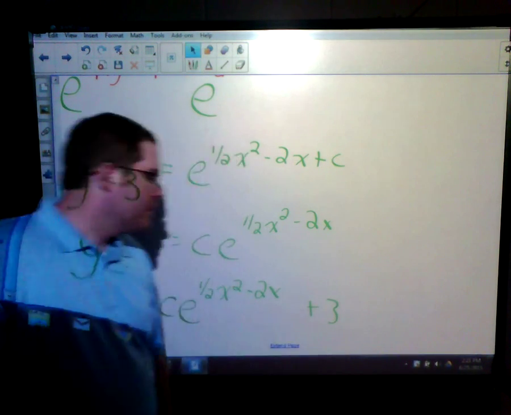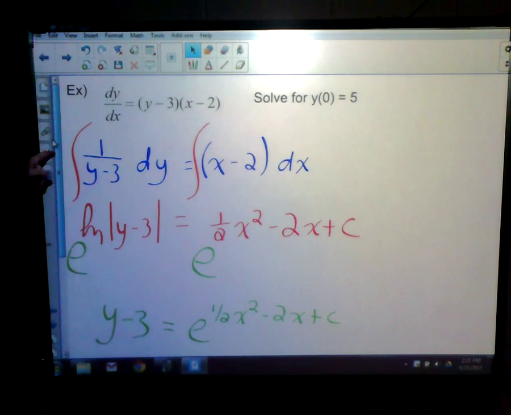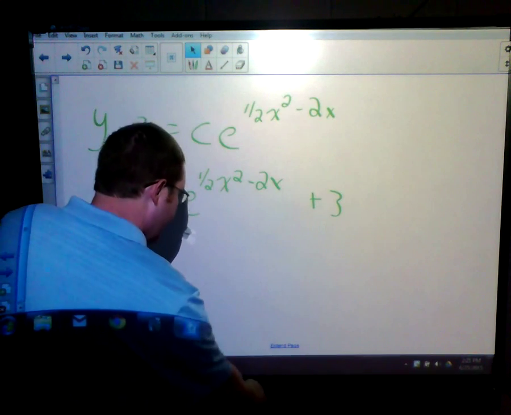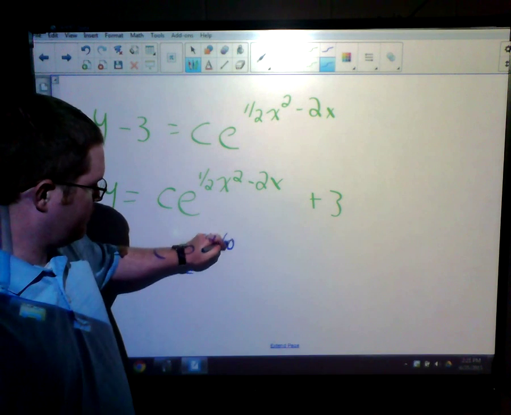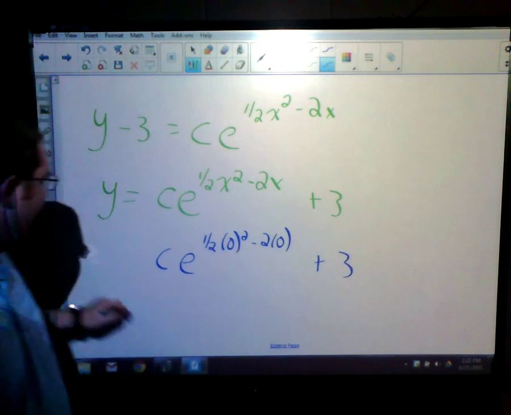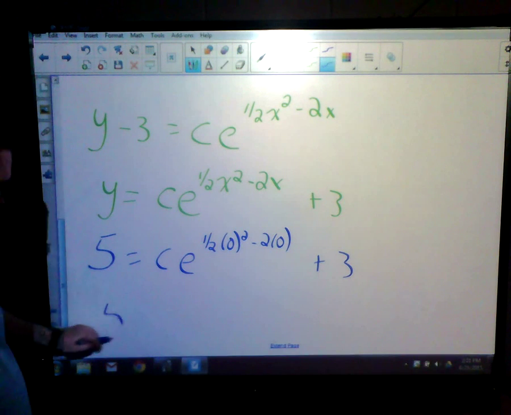Okay? That's as much as I can simplify it, and normally I would be done. But remember, they gave me an initial value in this problem. The initial value is (0, 5). So let's plug in 0 for x and 5 for y. And the only thing I don't know then is c. So let's solve it.